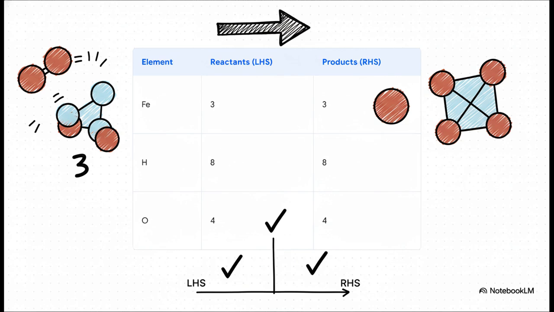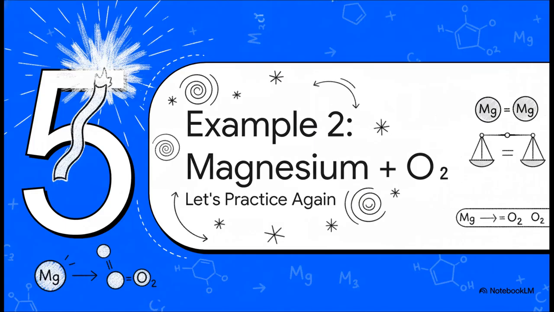3 iron on the left, 3 on the right, 8 hydrogen on the left, 8 on the right, 4 oxygen on the left, 4 on the right. Everything is perfectly balanced. See? Every atom is accounted for. That was excellent. Now that you've seen how it works, let's do one more, slightly simpler example to practice.